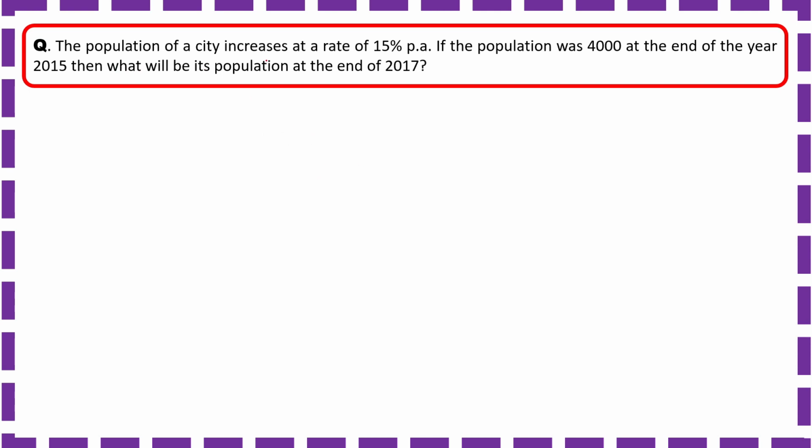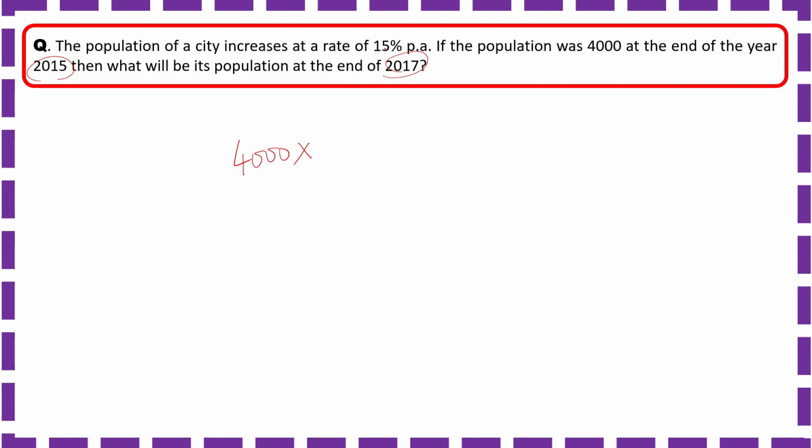The population of a city increases at a rate of 15% per annum. Okay, if the population was 4,000 at the end of 2015, then what will be its population at the end of the year 2017? Okay, so the population is 4,000, right? So in 2015 the population is 4,000, but we must find out the population at the end of 2017. So we must find out the population after 2 years, right? That is the population of the future.